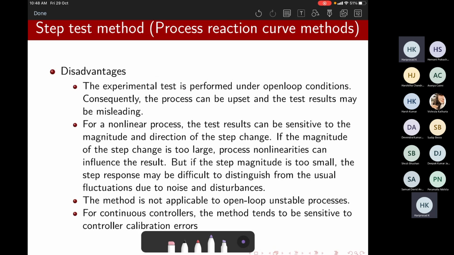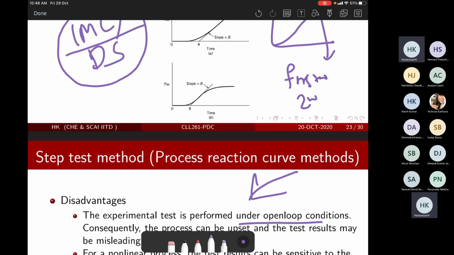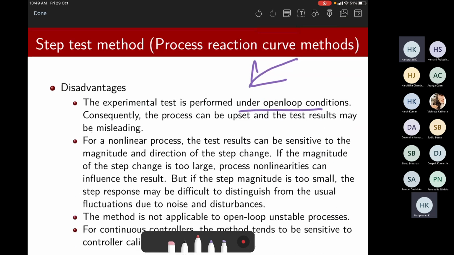But there are some disadvantages. First, this is an open loop step test, because there is no controller when you do a step test, and that's obvious. The magnitude of the step might also play a role. For instance, you can put a step of this size or a step of this size. If the process has varying sensitivity at various steps, and it is highly sensitive to higher steps, you might not get your gain value or time constant value correctly.